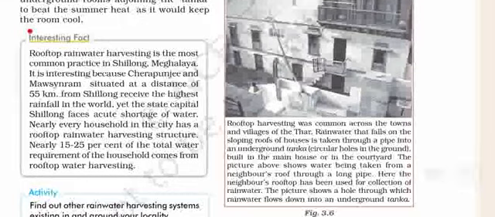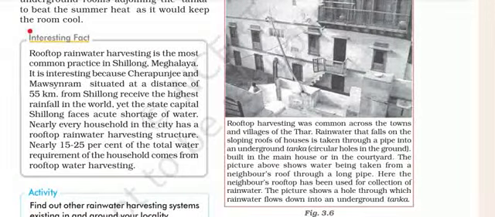Rooftop harvesting was common across the towns and villages of the Thar. Rainwater that falls on the sloping roofs of houses is taken through a pipe into an underground tanka, a circular hole in the ground, built in the main house or in the courtyard.